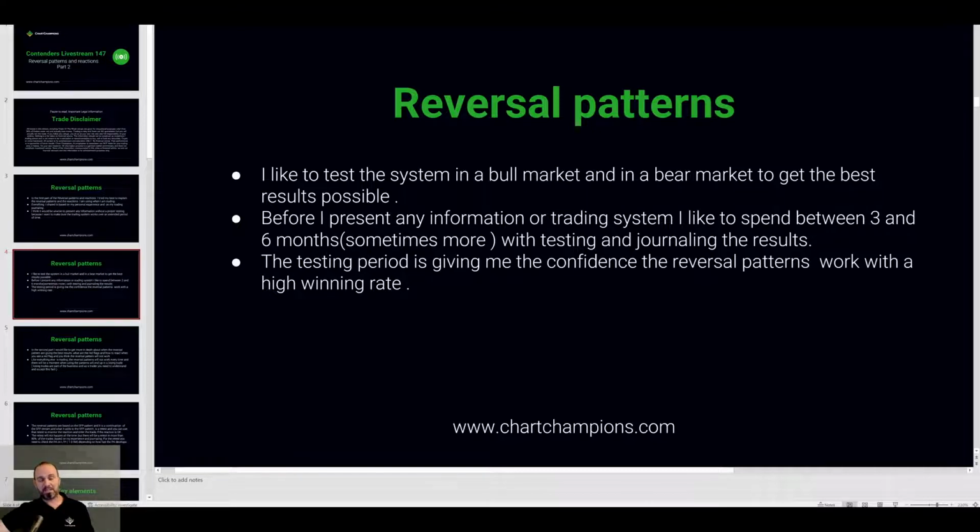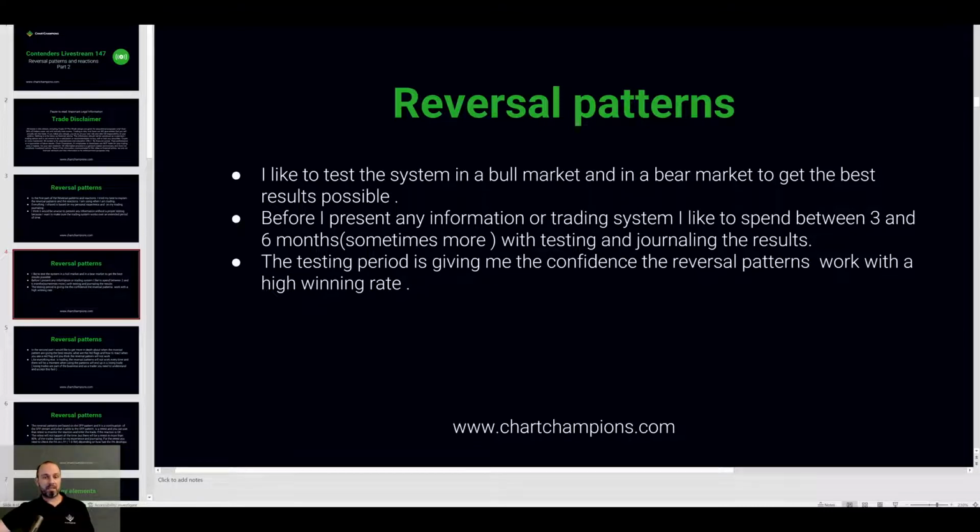This is really important because the conditions are not the same in a bull market and in a bear market. Before I present any information or trading system, I like to spend between 3 and 6 months, sometimes more. In this case, it's a bit more than 6 months, testing and journaling results. And it is really important to test and journal your results, because that is the only way you can actually see if the system works or doesn't work. What conditions are the best to use when you are using a trading system? The testing period is giving me the confidence the reversal pattern works with a high winning rate.